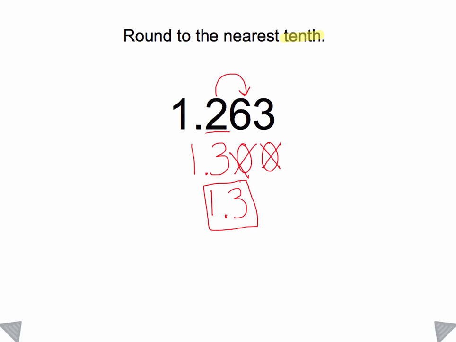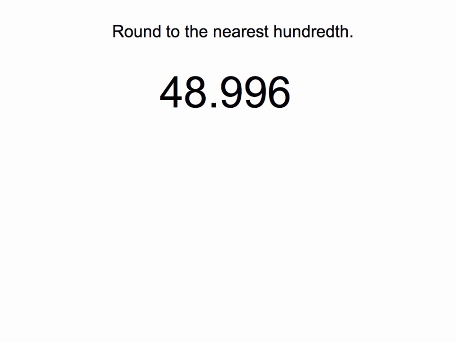Let's look at a problem that might be a little more tricky. Our directions tell us to round to the nearest hundredth. So I'm going to highlight my key word in my directions, hundredth, and I'm going to underline the hundredths place, which is this 9 right here. The next thing I'm going to do is look next door. We have a 6, and a 6 says go up.